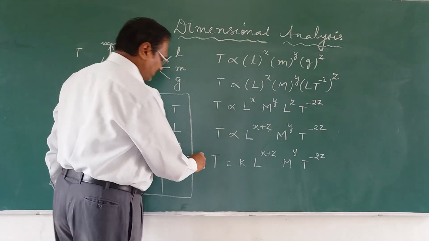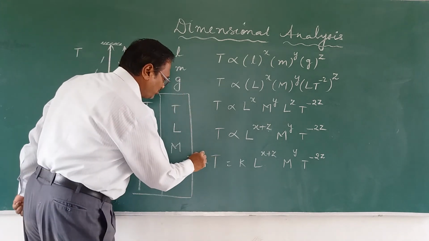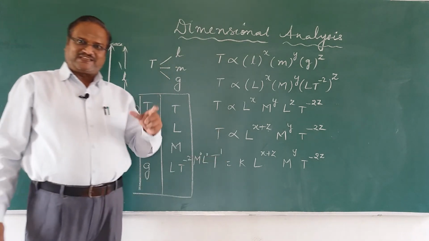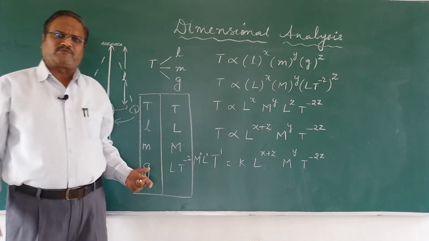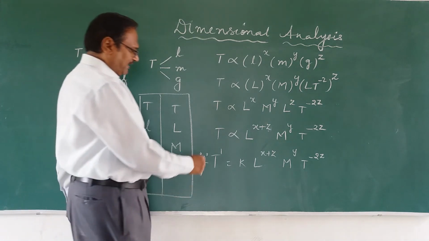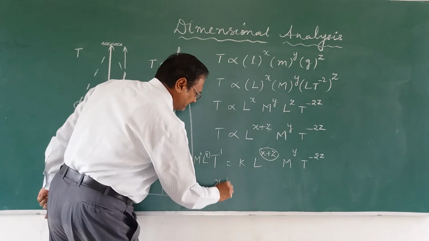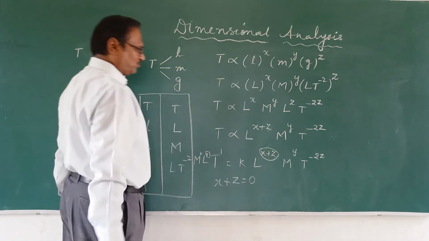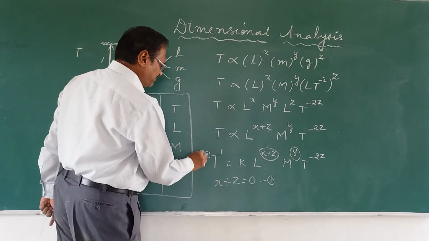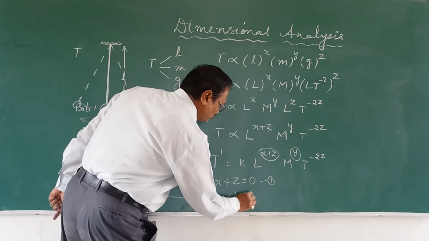Now we compare the powers. Where are M and L? Not there. So put 0, 0, and this is 1, for M, L, T. If M and L are not there, no problem, you put 0. Anything power 0 is going to be nothing here. So now I compare L, 0. What is the power? x plus z is equal to 0. First equation. Next, M is y, M is 0. So already you got the answer. y is equal to 0.